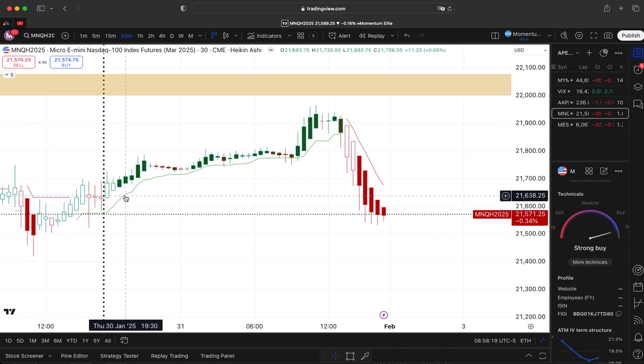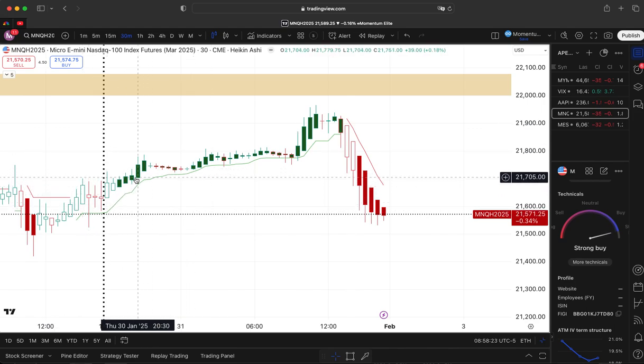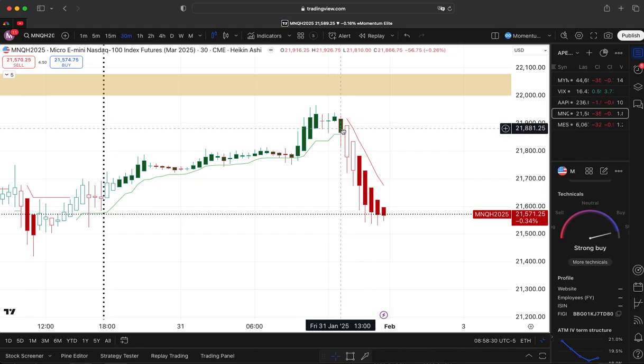We have this line right here. I want to keep my chart very simple. We have our super trend line. That's just showing you the trend with the Heikin Ashi candle. So it's going to be green when it's for buys, and it's going to be red when it's for sells.